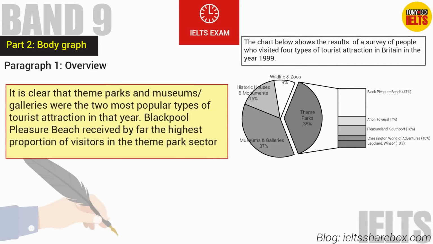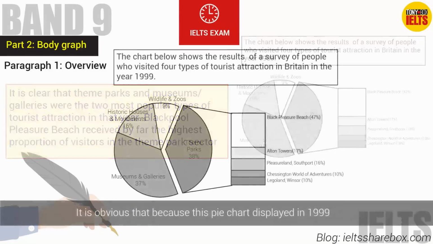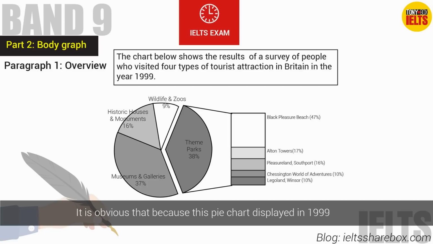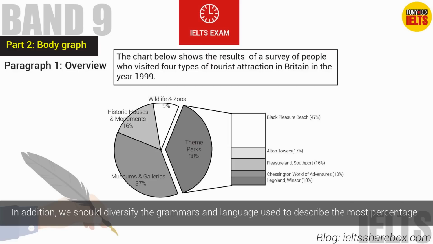it is clear that theme parks and museums, galleries, were the two most popular types of tourist attraction in that year. Blackpool Pleasure Beach received by far the highest proportion of visitors in the theme park sector. It is obvious that because this pie chart displayed 1999, the tense used in the essay is the simple past tense. In addition, we should diversify the grammars and language used to describe the most percentage.